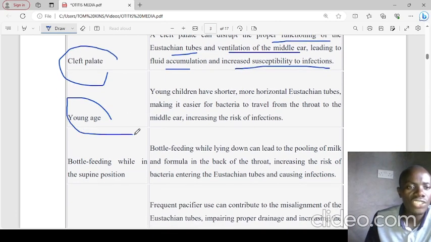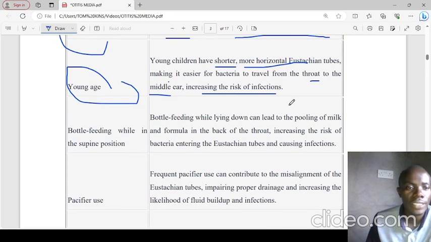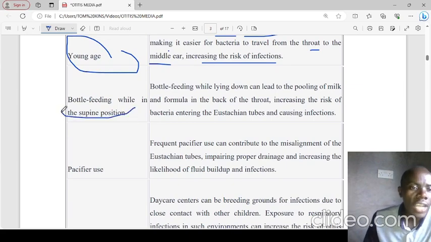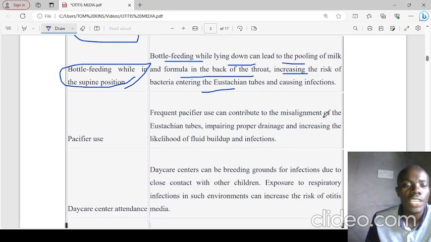As for young age, why are the young vulnerable to this condition? Young children have shorter and more horizontal Eustachian tubes. This makes it easier for bacteria to travel from the throat to the middle ear. This increases the risk of developing infection, of which otitis media is one. We also have another risk factor, bottle feeding while in supine position. Bottle feeding while the child is lying can lead to pooling of milk and formula in the back of the throat. This increases the risk of bacteria entering the Eustachian tubes and causing infection.